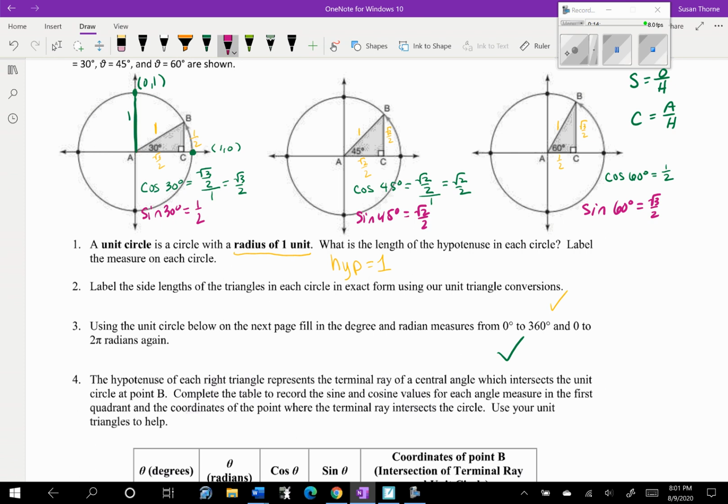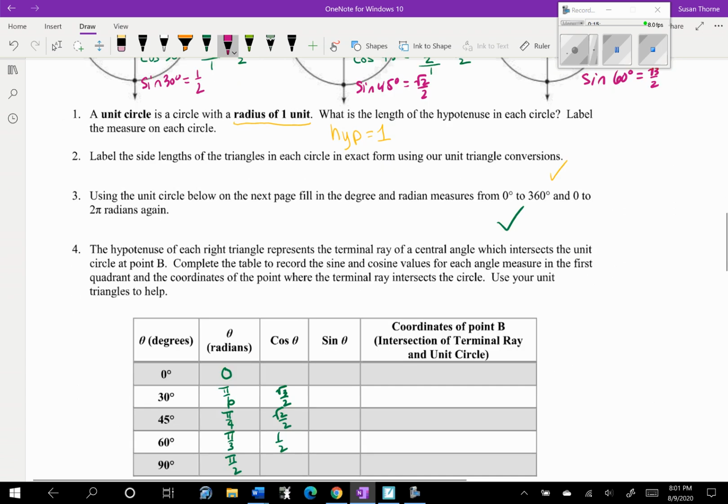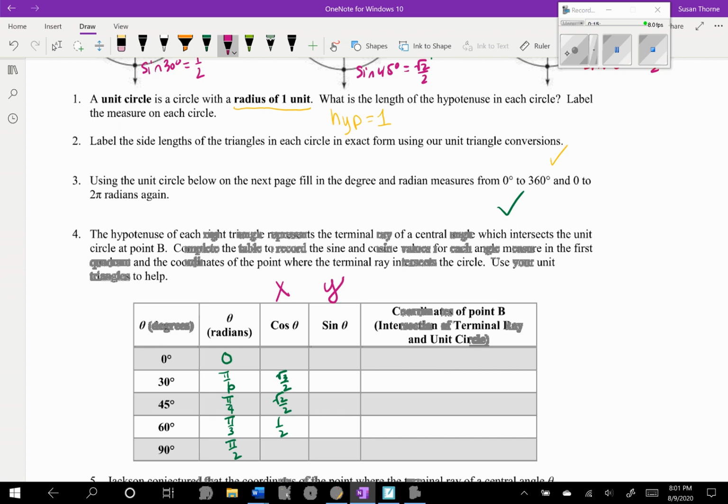Notice that the cosine was always the x distance. I should use the other color since we did that one in green. So the cosine was this distance here for each of the triangles, and the sine was this distance, because that's the opposite of the angle. So the cosine is always the x coordinate, and the sine is always the y coordinate.